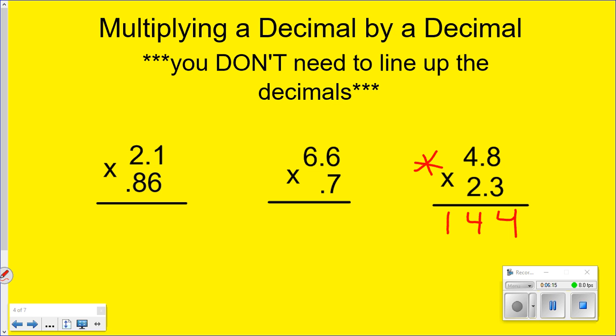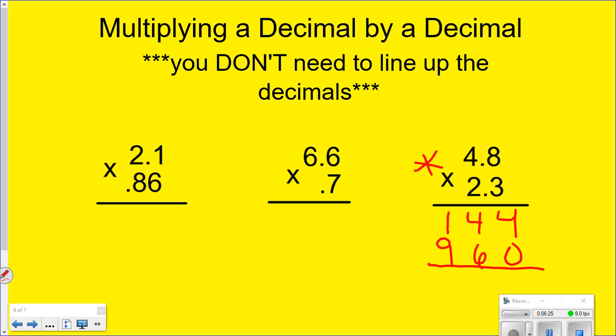What about the second line? What do you got for a second line, Matt? 96. Should be 9 and 0. Oh, yeah. Should be 9, 6, and a 0, right? Don't forget that. Does that look familiar to everybody there? So we should have 4, 10, 11.4. Well, 0.04. Two spaces in. 1, 2. That's what your answer should look like.